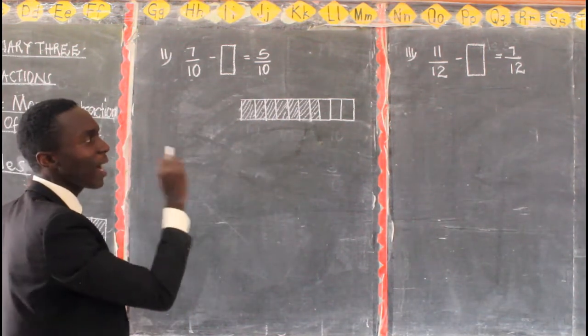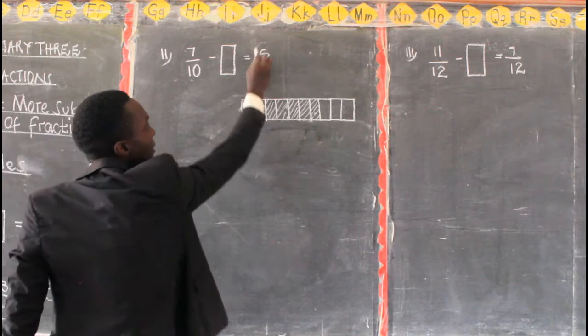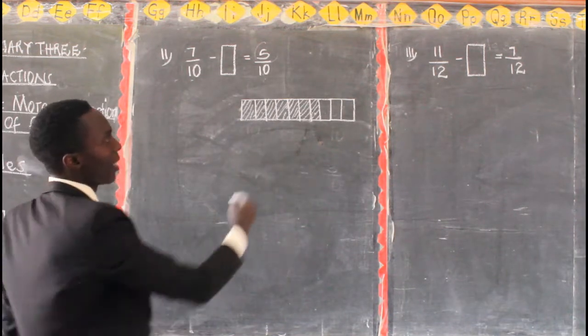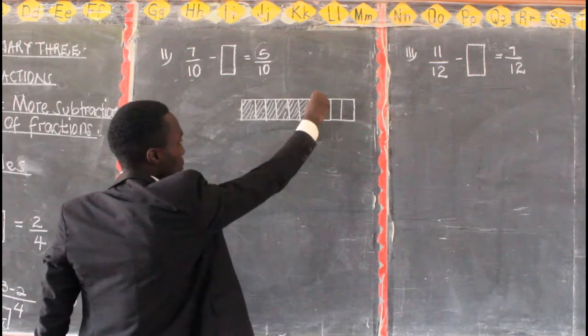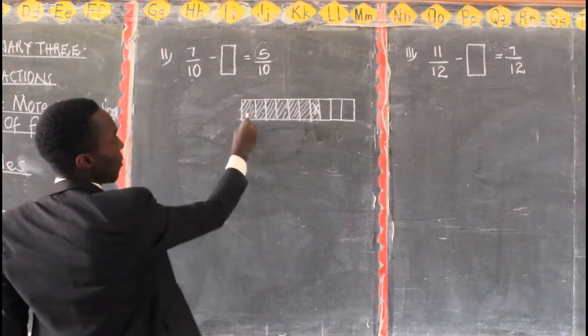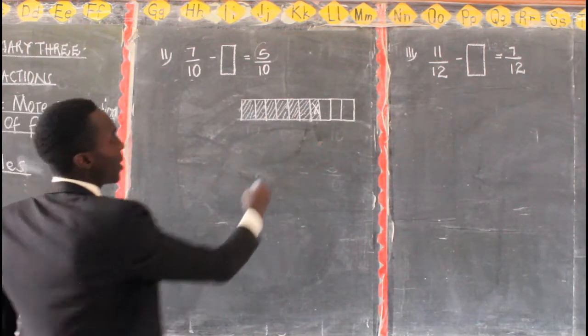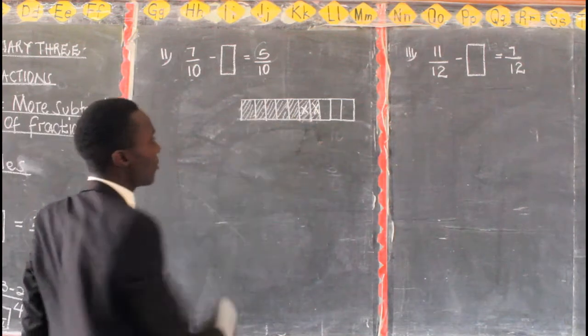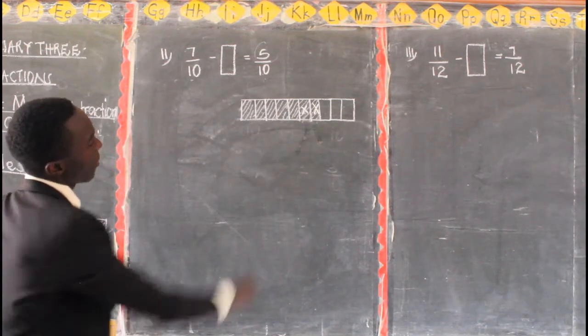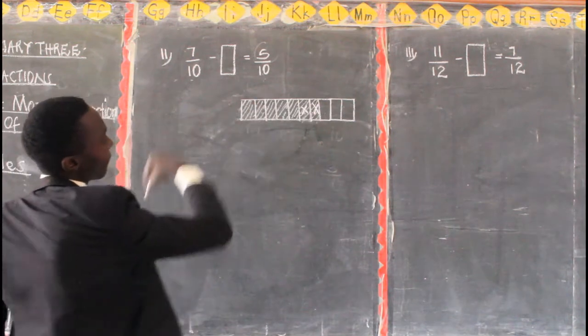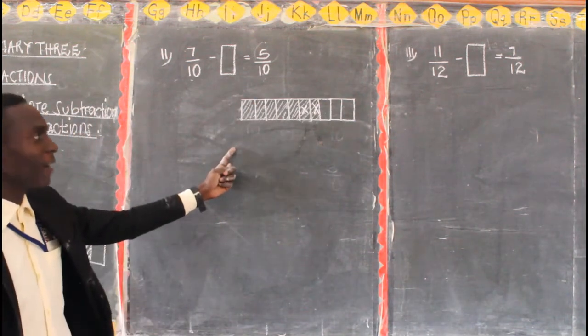We want to make sure that we remain with only 5 out of the 10. When I cancel out this one, we shall remain with how many? 1, 2, 3, 4, 5, 6. We shall remain with 6. When I cancel out this one, how many? I'll remain with 1, 2, 3, 4, 5. Hope we are now remaining with 5.